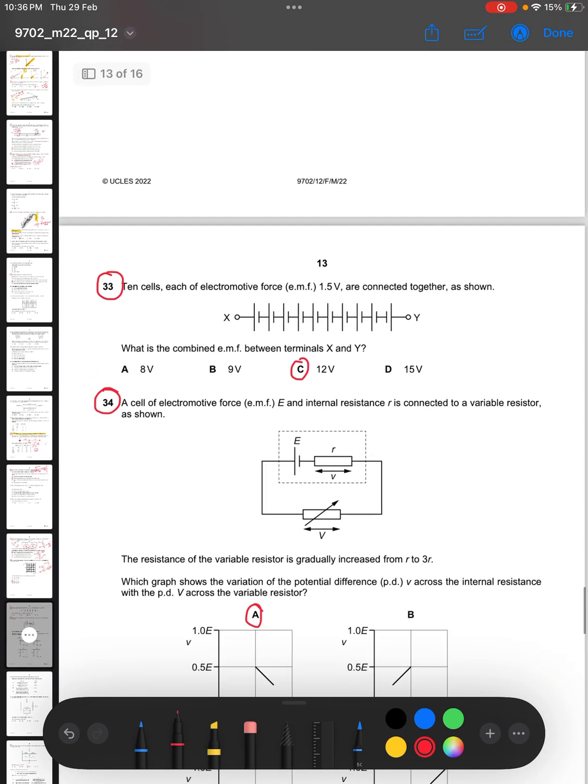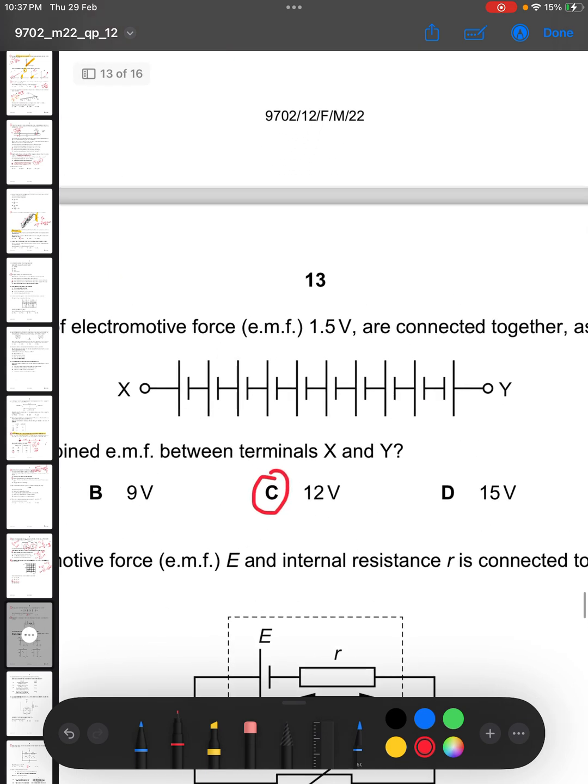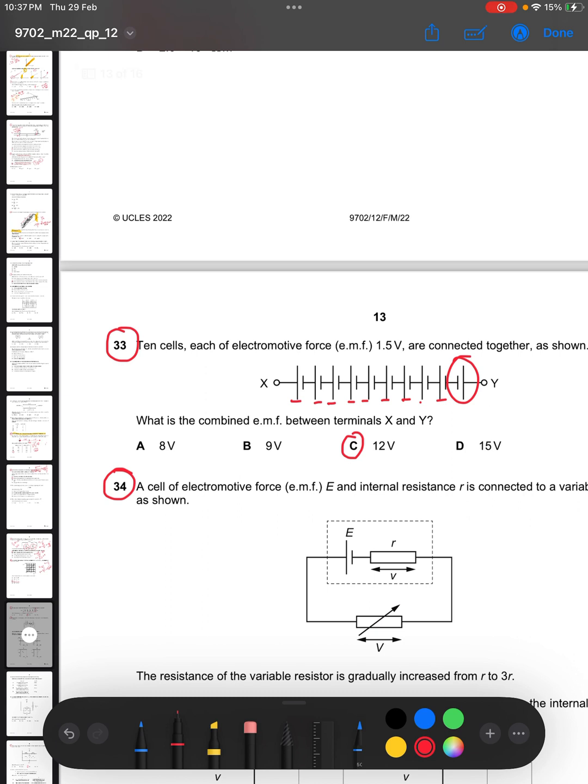Okay, the next question says 10 cells of EMF 1.5 volts are connected together as shown. What is the combined EMF between terminals X and Y? So this cell is facing to the left, to the left, to the left, to the left, to the left, to the left, to the left, to the left, to the left, and one facing to the right. Those facing to the left, there are 9 of them, so they have a combined EMF of 13.5. Minus the one facing to the right, that would be 13.5 minus 1.5, which is 12.